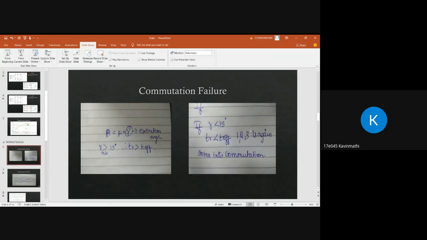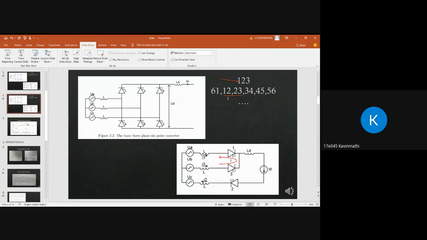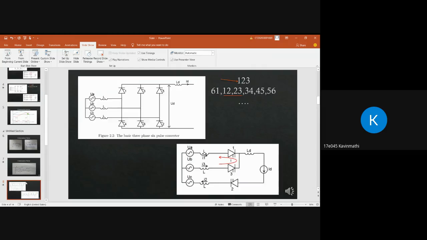switched off. But if this gamma is less than 15 degrees, what happens is the reverse time of the thyristor TR will be less than the turn off time of the thyristor, and it doesn't switch off properly, and again it comes into operation, and the sequence will be like 1 2 3 again and again. So here the commutation failure happens. So in the place of 2 3 needing to happen, here also 1 2 3 will be in operation.